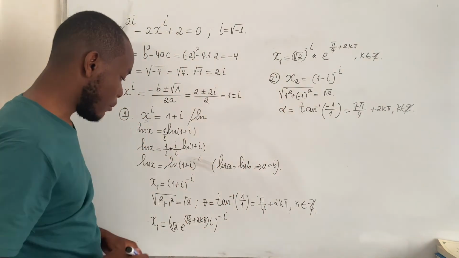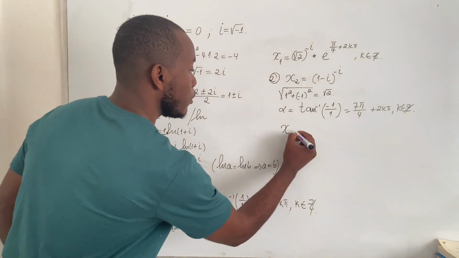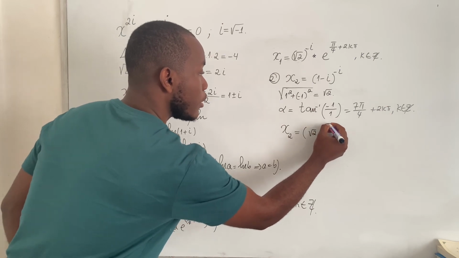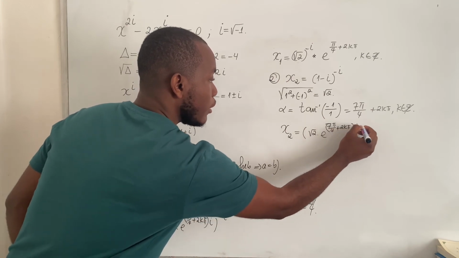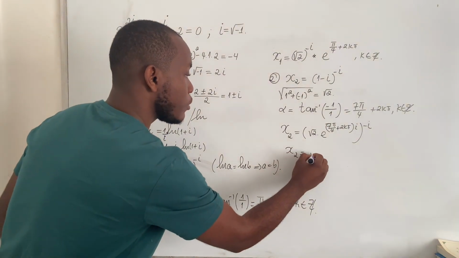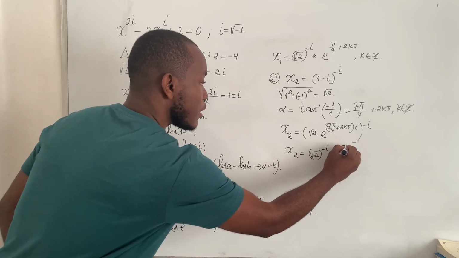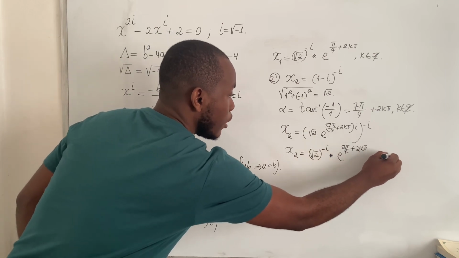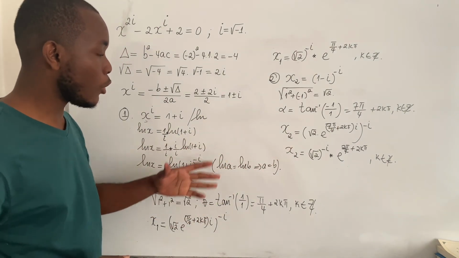So apply the same principle here. We can write in this exact form. So x2 will be the magnitude times Euler to the power 7 pi over 4 plus 2kp i, all this to the power negative i. So x2 will be square root of 2 to the power negative i times Euler to the power 7 pi over 4 plus 2kp, where k belongs to the integer set. So this is how we should solve this problem.